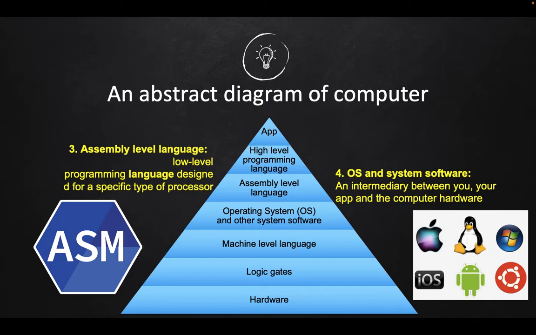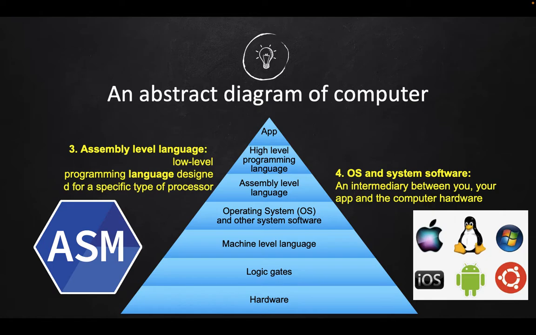The third layer of computer is assembly level language, which is specific to each different type of processor. For example, different companies come up with different types of processors, such as Intel processor, or let's say AMD processor. All these processors follow some specific sets of instructions to function properly. Those specific sets of instructions specific to each processor are called assembly level language. It is of course a lower level programming language compared to the high level programming language, designed for that specific type of processor.